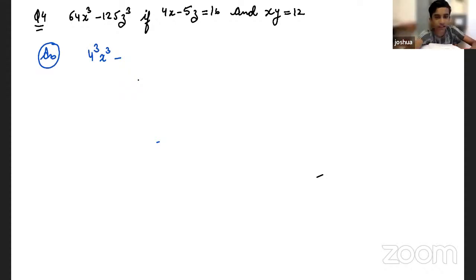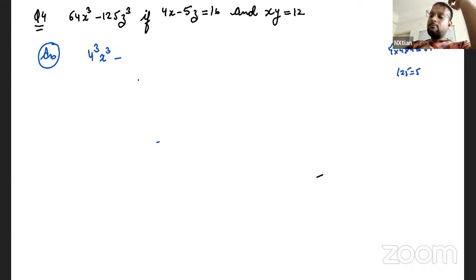I'll tell it to you because you joined in the middle of the chapter. It's okay. So 64 can be 4 cube, like 4 into 4 into 4. 4 4s are 16, 16 4s are 64. So I can write 64 as 4 cube. In the same way, 125 can be 5 cube, right? 5 5s are 25, 25 5s are 125. Understood? So I can write it like this, 5 cube, z cube.